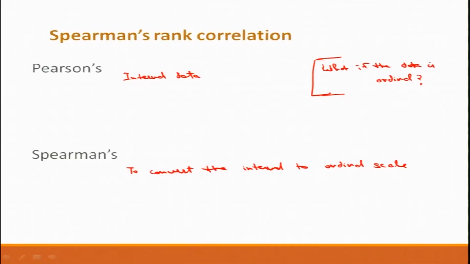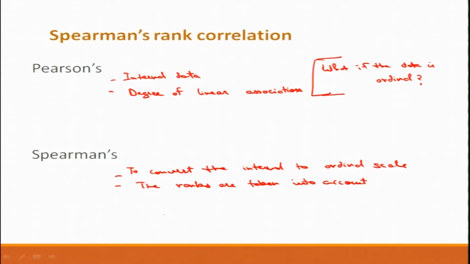Pearson's product moment correlation measured only the degree of linear association. Does there exist correlation between X and Y? It is based on the assumption of bivariate normality of the two variables. Spearman's rank correlation takes into account the ranks, and it measures the degree of monotone association.